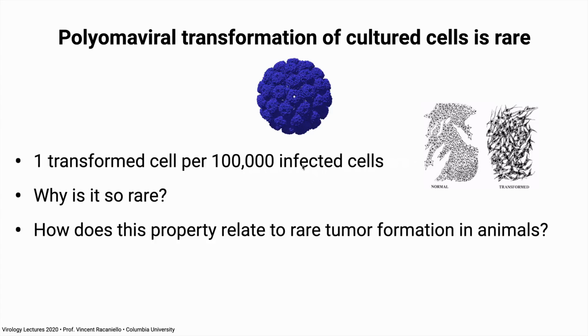You take a monolayer of cells and you infect all of them with polyomavirus. Only 1 in 100,000 are transformed and give these foci of transformed cells. So I want to answer for you in the next few slides, why is it rare and how does this relate to rare tumor formation, say, in animals?